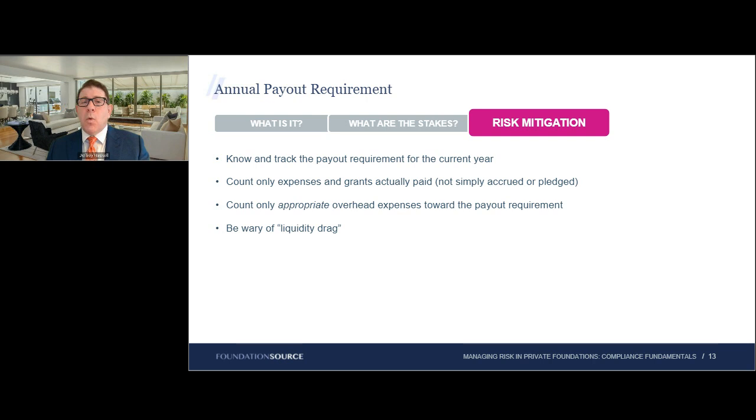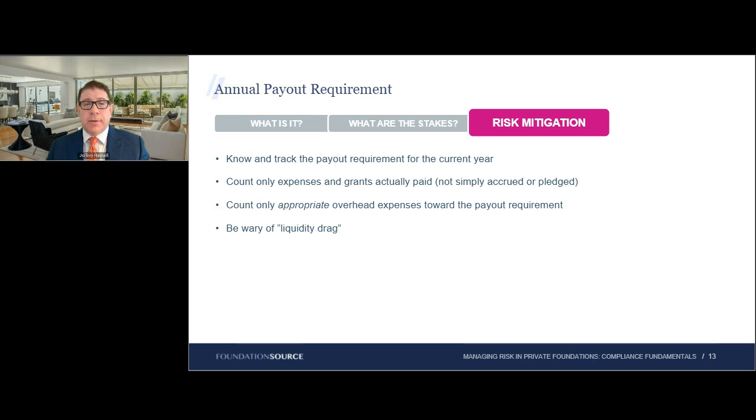Once you know what the foundation's minimum payout requirement is for a given year, be sure to track the foundation's satisfaction of that requirement throughout the year. In a case where the return is expected to be filed very late in the tax year, it's probably best to work with a professional who can provide reasonable estimates of the payout requirement early in the year.